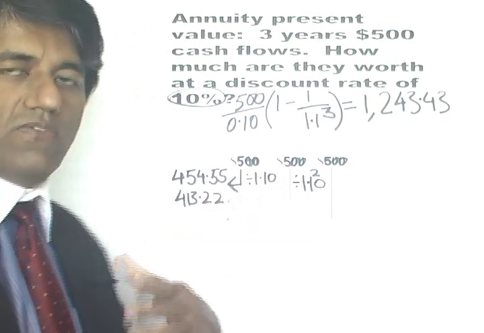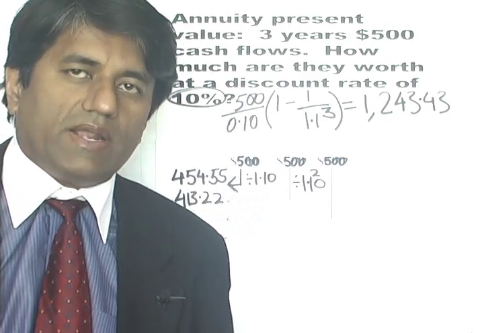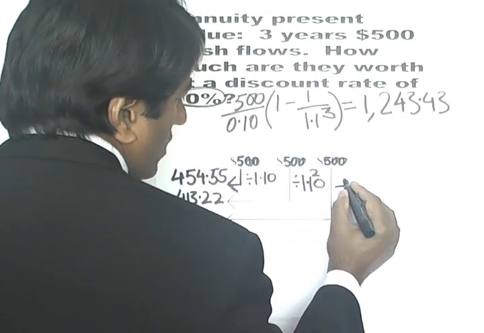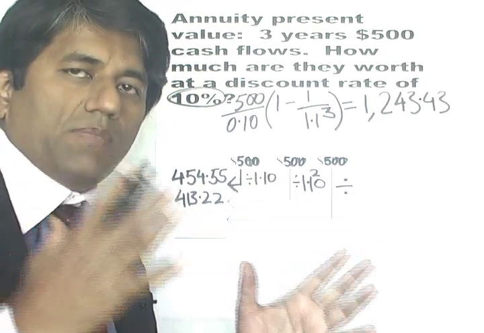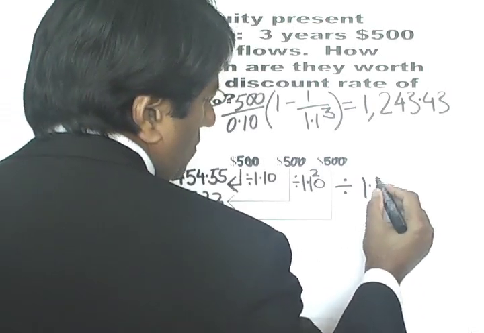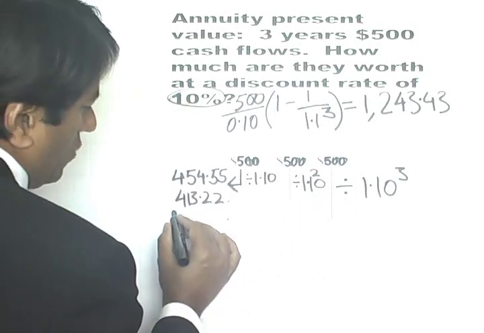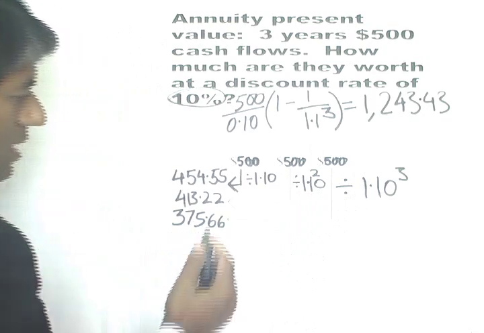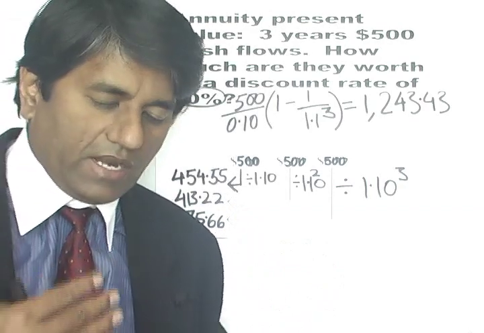So that's the present value of the cash flow of 500 which you get 2 years from now if the discount rate is 10%. The third cash flow of 500, you're going to discount by 3 years, so the discount factor is going to be 1.10 to the power 3. That has a value today of $375.66.